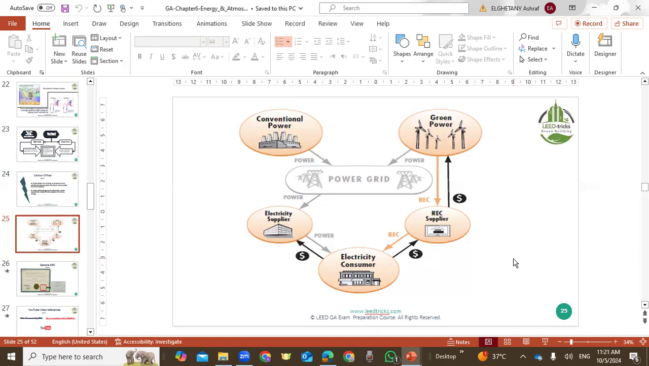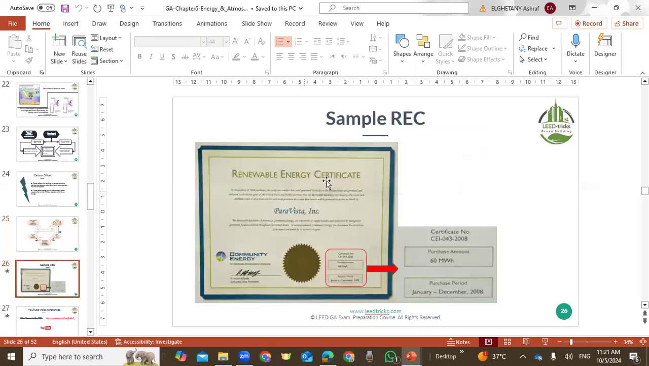Unfortunately, the world still depends on conventional power. More than 80% of the world's power is conventional, or even more. This is REC, the renewable energy certificate. You buy it in megawatt hours. A question came in the exam: how do you buy RECs, or what is their measurement? Megawatt hours, and you buy them by period. See here the period down.